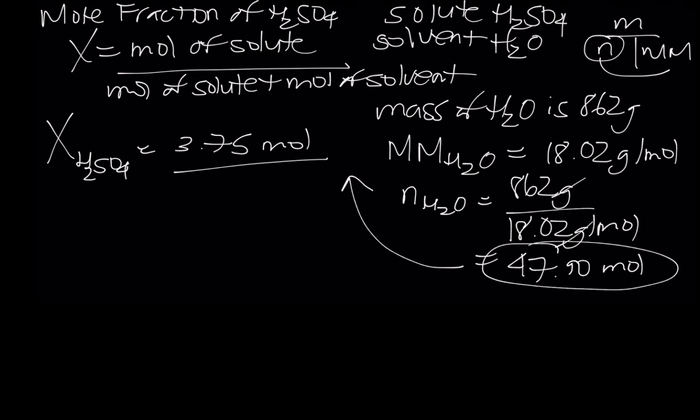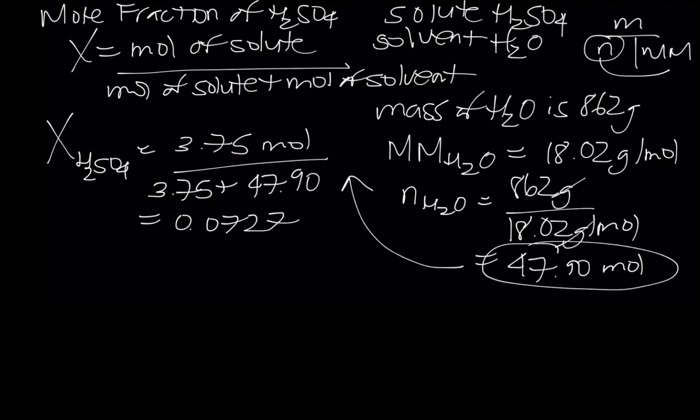So we'll just take that value and substitute it into this equation, where the moles of solute is 3.75 plus the moles of solvent, which is 47.90, which is equal to 0.0727.